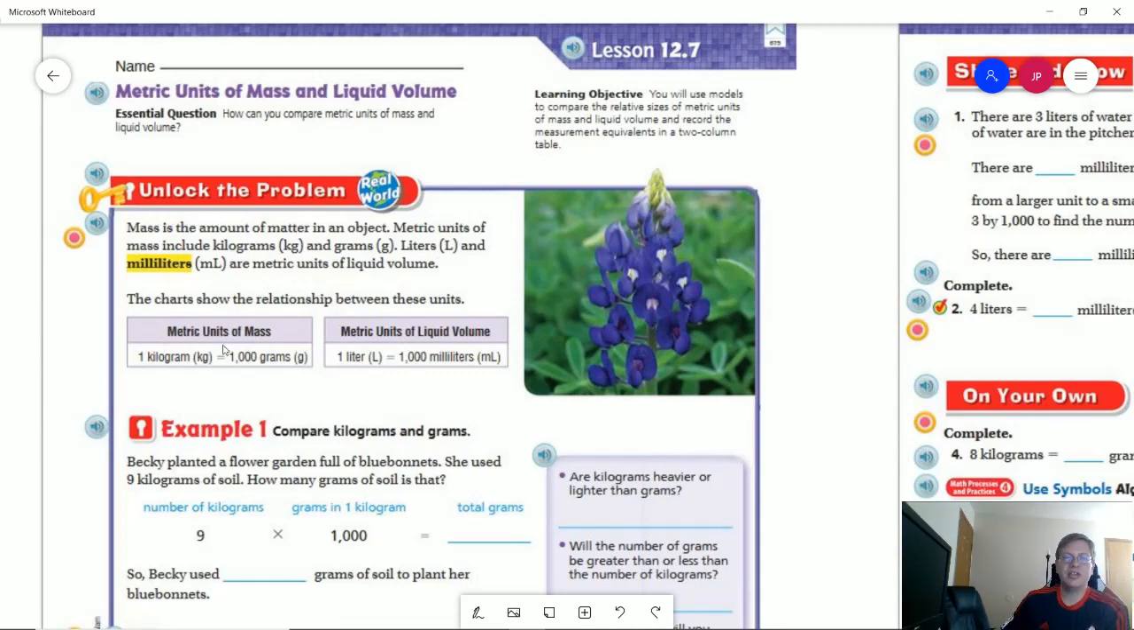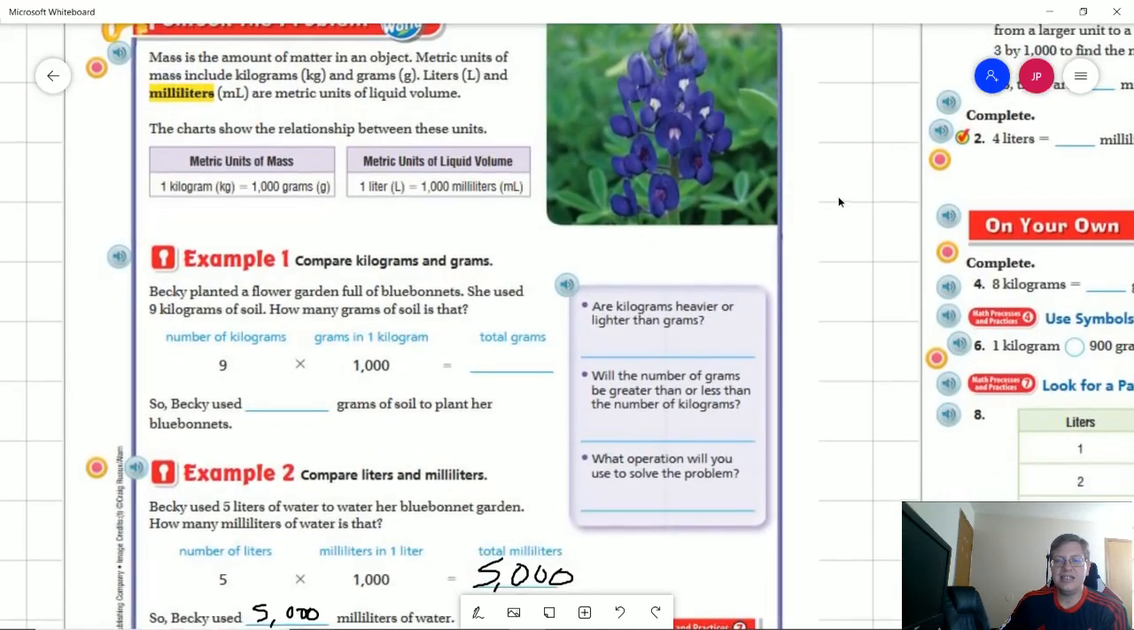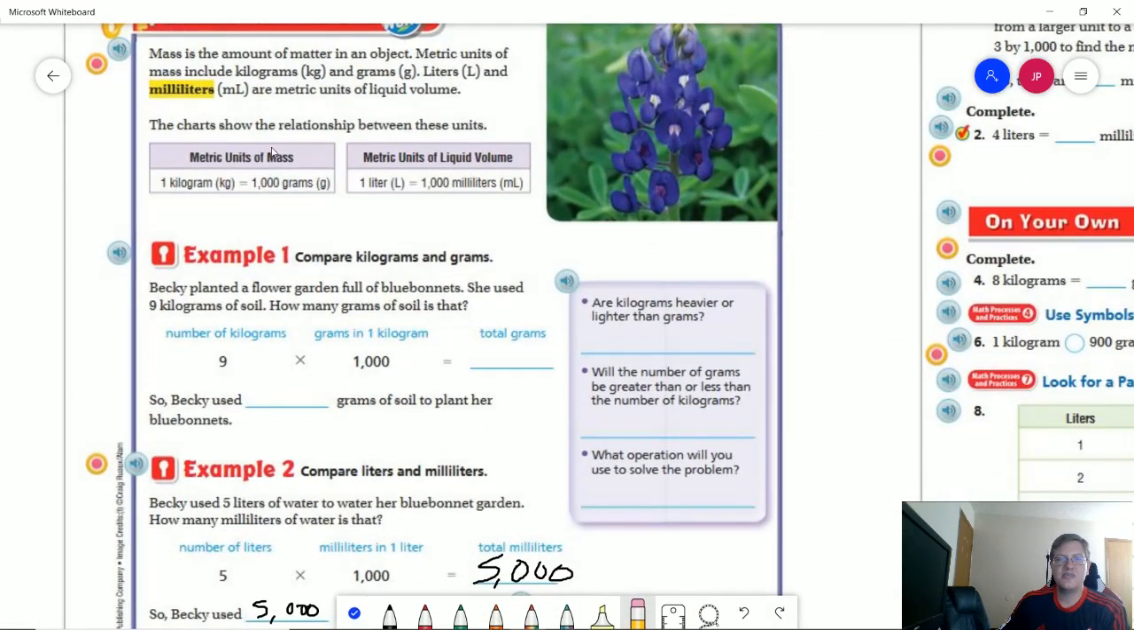This is for 4th grade, working on our new lesson, working with liters, milliliters, kilograms, and grams. So we are going to be converting between those, and we are working with basically multiplying by 1,000, which I'm sure all of us can do at this point without any sort of difficulty. So if we take 9 kilograms, we multiply it by the number of grams in a kilogram, we are going to get 9,000.